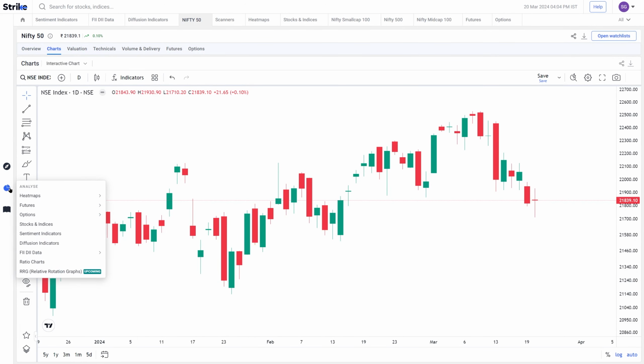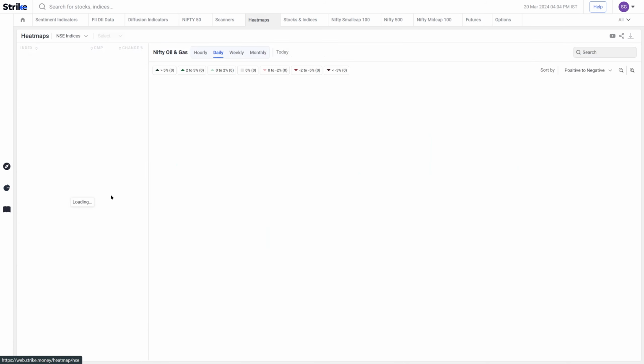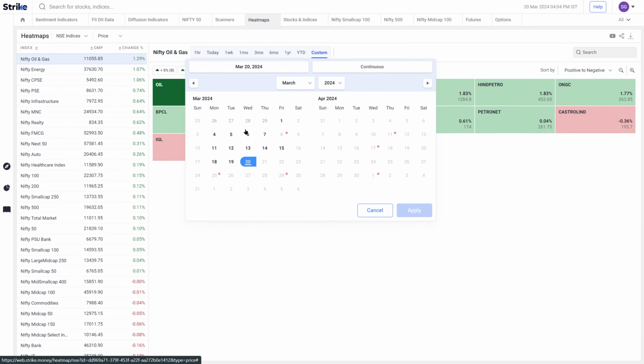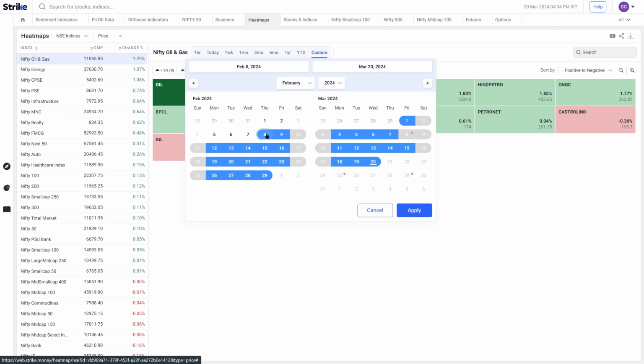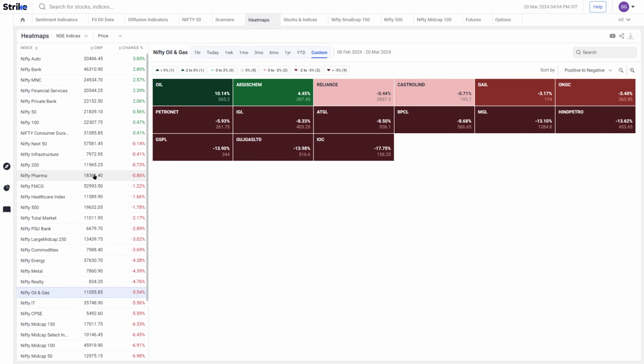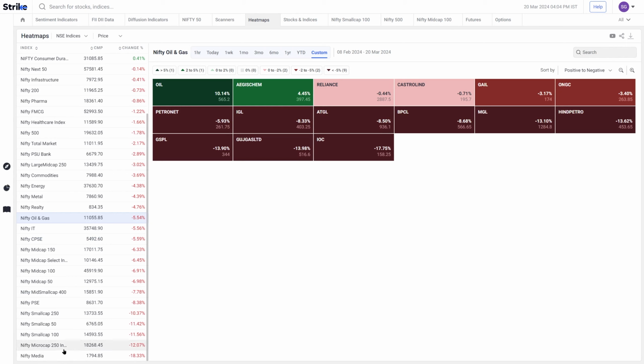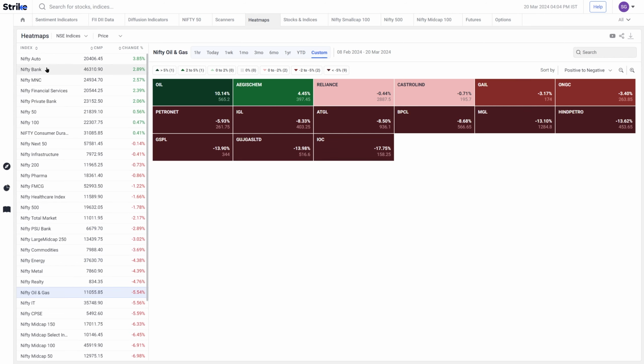Let's begin scanning for relative strength in the heat maps. I'll go to custom, and first I'll put the date as 8th of February till today. This is the date where the small and mid cap indices topped. If I look at performance since 8th of February, this is the list of how the sectors have been. You can see sectors like small cap, mid cap, micro cap and media have fallen a lot, followed by PSE. But sectors like autos, banks and financial services are actually in green.